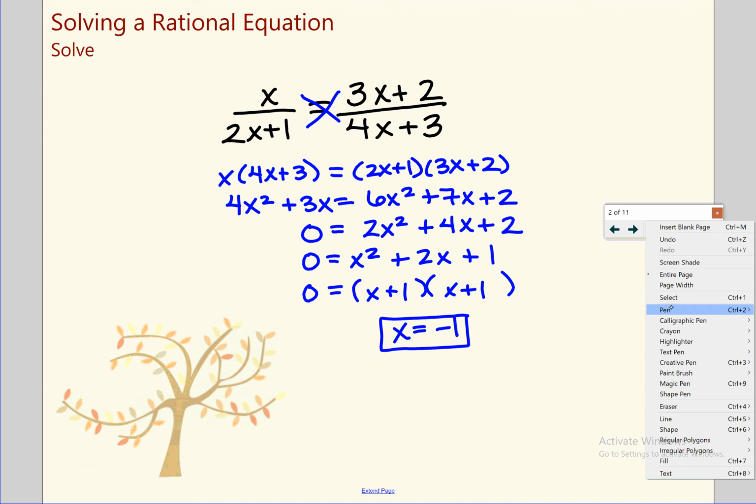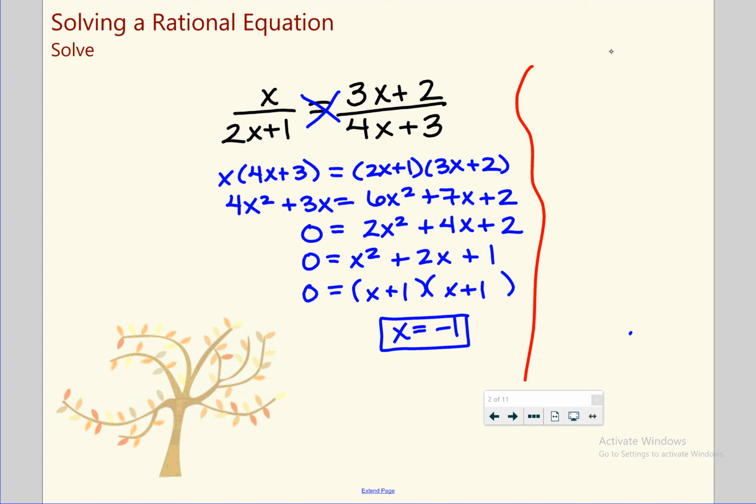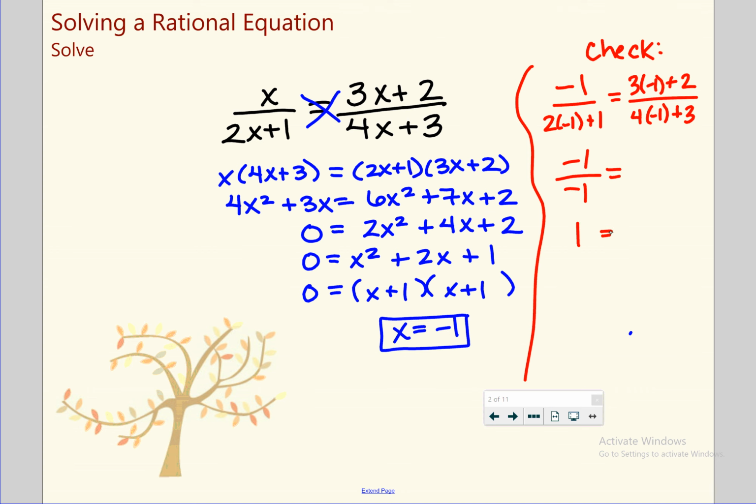So let's just check one so you can see what that would look like. We won't do all of them. If I wanted to check it, I would plug -1 in everywhere I see an x. So on the left side, it'd be -1 over 2 times -1 plus 1. On the right side, it'd be 3 times -1 plus 2, over 4 times -1 plus 3. So on the left, I'll have -1 over -1, so I'll get a positive 1. On the right side, I'll have -1 over -1 also, which is 1. And as long as I get the same thing on both sides of my equation, it checks.